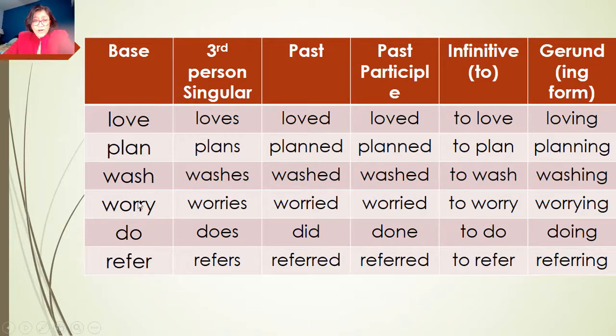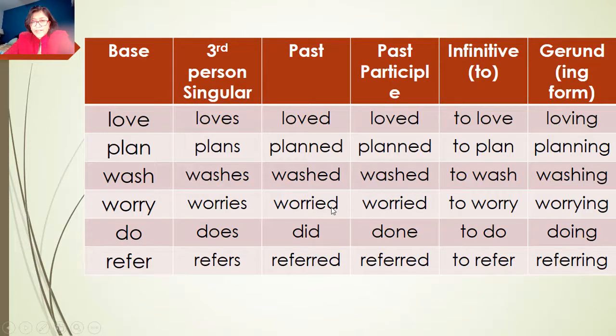Worry, whenever we have a Y at the end, preceded by a consonant, okay, this Y is actually being pronounced as a vowel. So because it's being pronounced as a vowel, we change it to the I, and add ES. Worries. To make it possible to pronounce. Again, if we didn't do that, you would be saying something like that, so it's not possible.